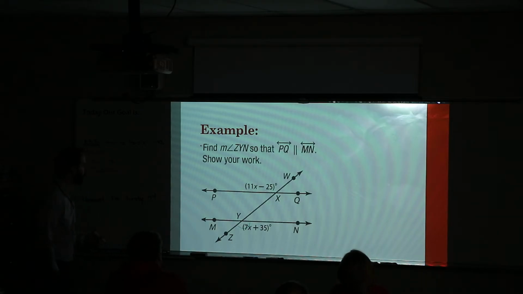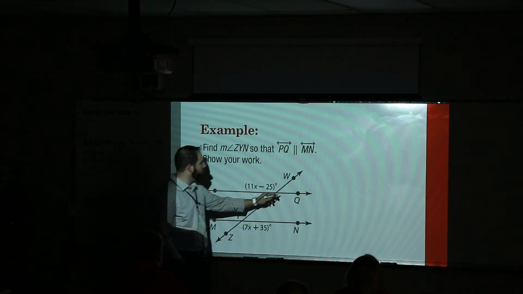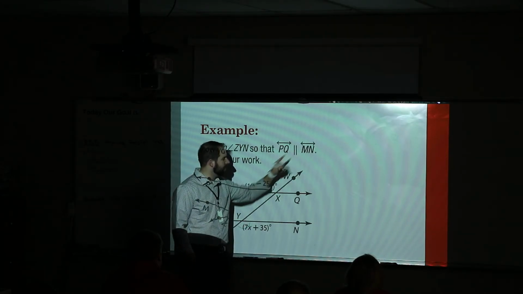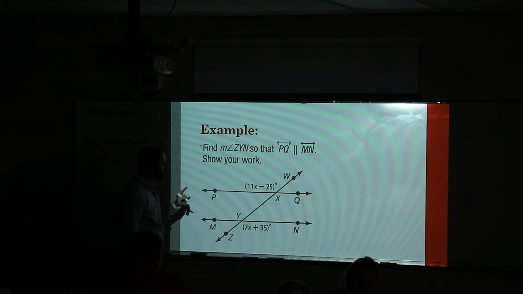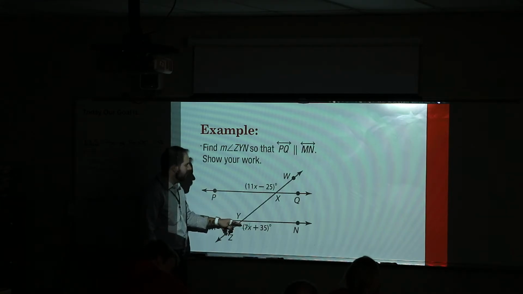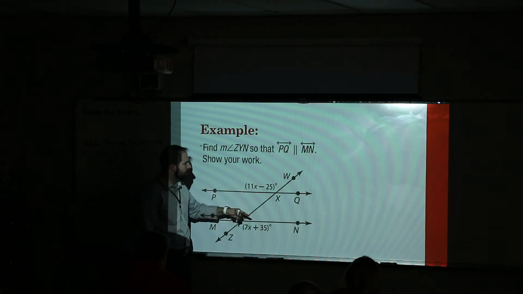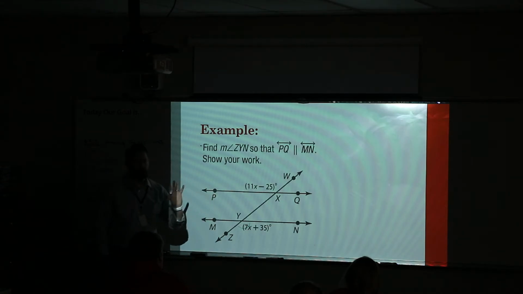You have to figure out the measure. We want to find that measure so that it forces the two lines to be parallel to each other. Force PQ to be parallel to the other line, MN. And again, we want to show work. So how can we find this angle in such a way that it forces the lines to be parallel? When you look at this picture, what should we do?